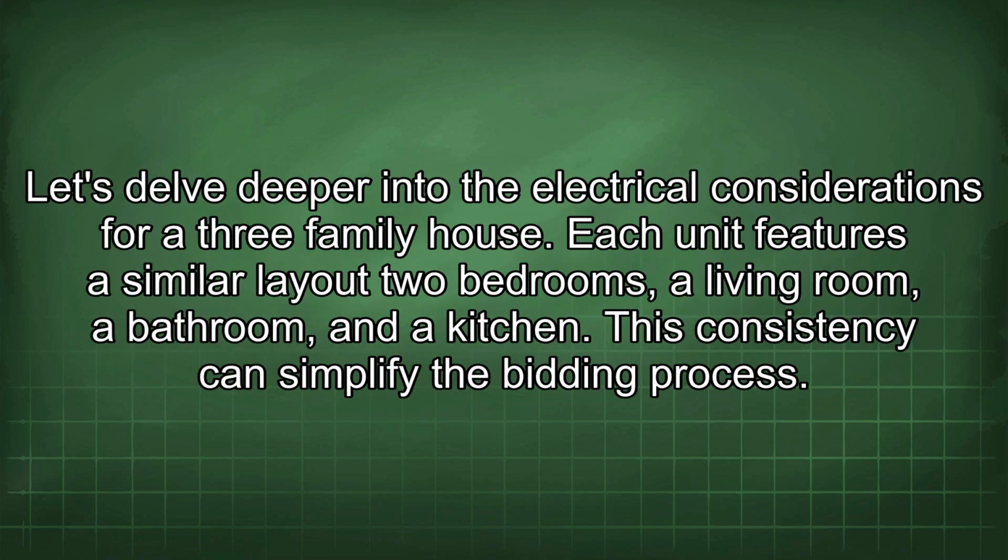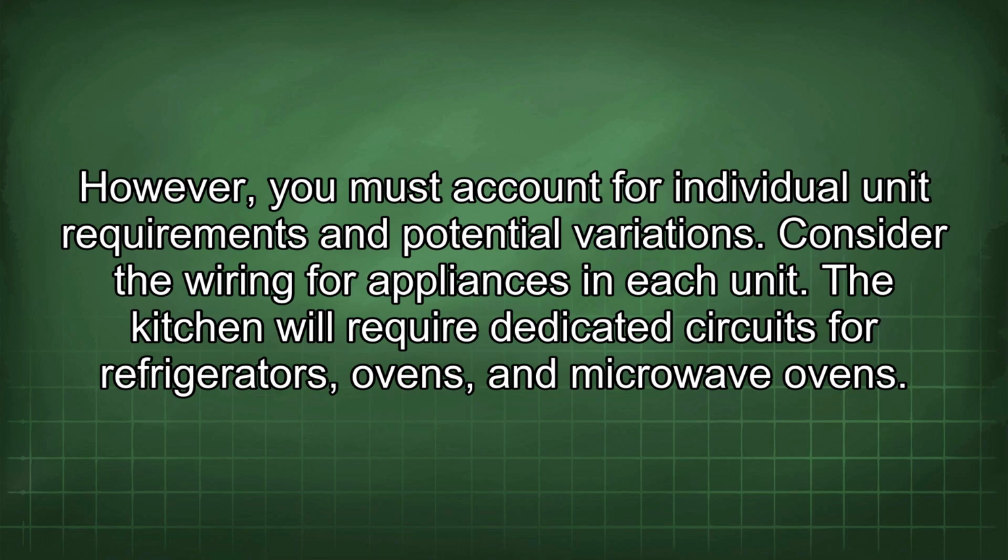Let's delve deeper into the electrical considerations for a three-family house. Each unit features a similar layout: 2 bedrooms, a living room, a bathroom, and a kitchen. This consistency can simplify the bidding process. However, you must account for individual unit requirements and potential variations.